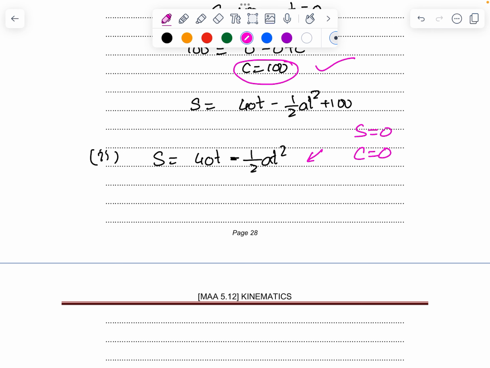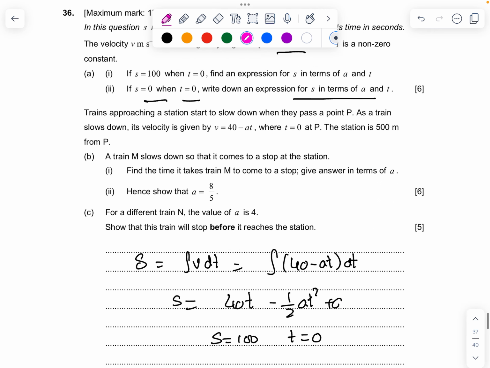Next, a train approaching a station slows down when it passes through a point P. As the train slows down, its velocity is 40 - at. When t equals 0, the train is at P. The station is 500 meters from P. A train M slows down so that it comes to a stop at the station. Find the time it takes train M to come to a stop, giving your answer in terms of a.